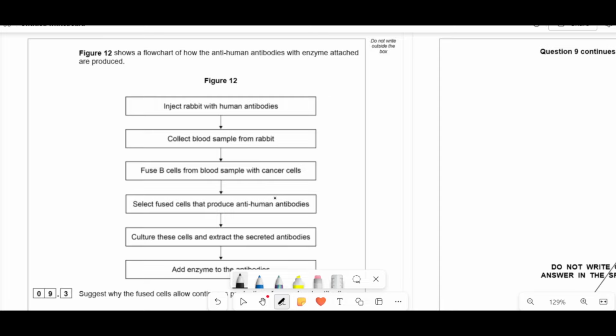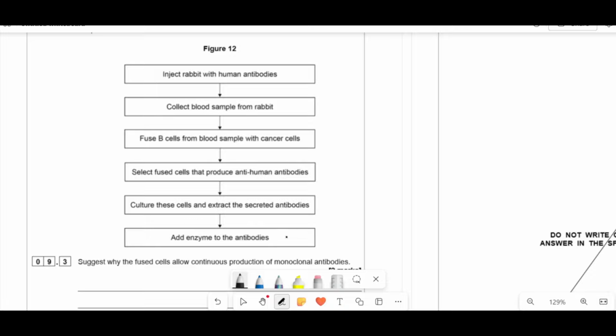The only thing that triggers an immune response is a foreign antigen. So here, the foreign antigen is the antibody itself. So this rabbit is going to mount an immune response. It's going to do the B cells, the clonal selection, and so on, to make its own antibodies. So it's got rabbit B cells and they're fusing them with cancer cells. These fused cells that make anti-human antibodies are then cultured and they get loads and loads of antibodies, and then they attach an enzyme to it here.